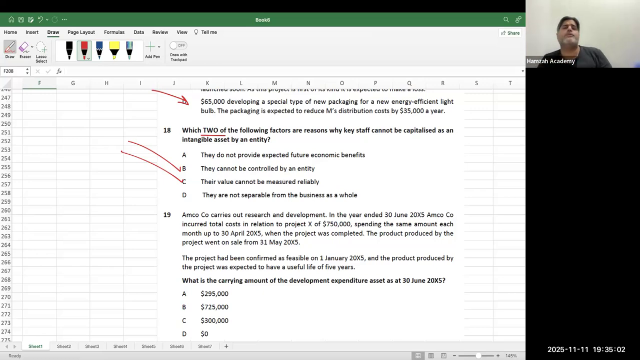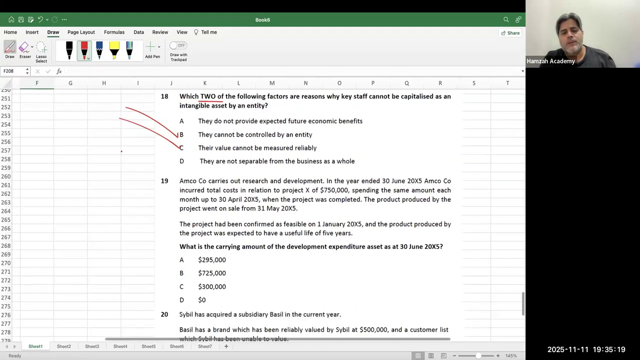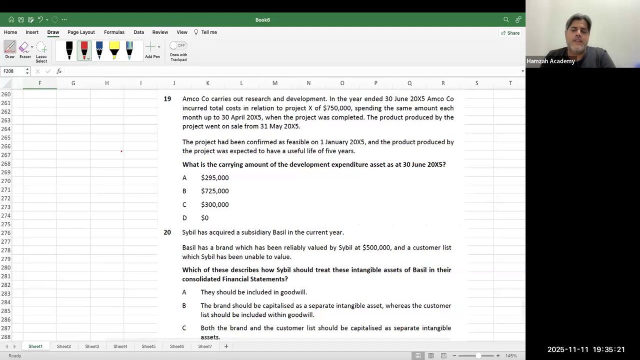They are separable from the business. I mean, if the staff goes home, yes, they are separable. But the point is, they cannot be controlled over here. The value cannot be measured reliably. How valuable a staff member is going to be for you, this is something which you cannot calculate. Then we have 19 over here.